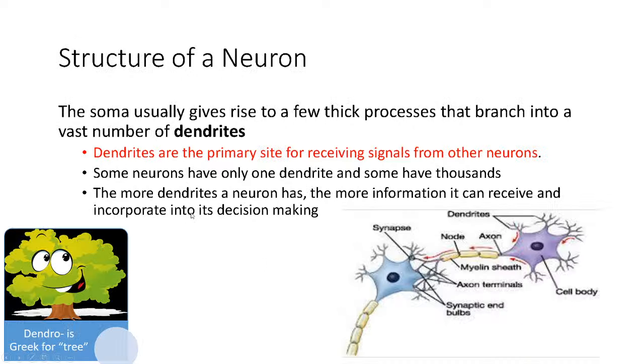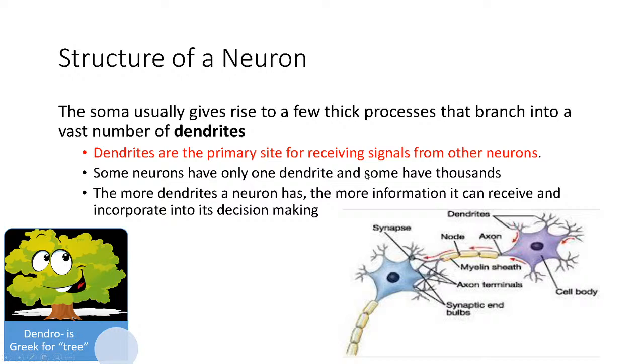All right. So the prefix dendro is Greek for tree, and so these are like the tree-like processes that come off of the neurosoma. And this is the primary site for receiving signals from other neurons and other types of sensory cells. Some neurons are going to have only one dendrite, but some may have thousands.